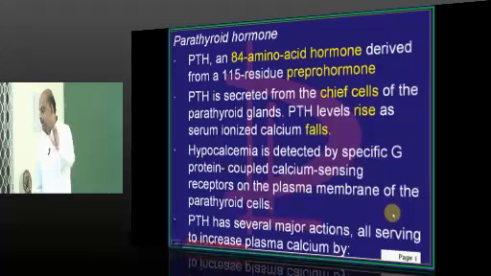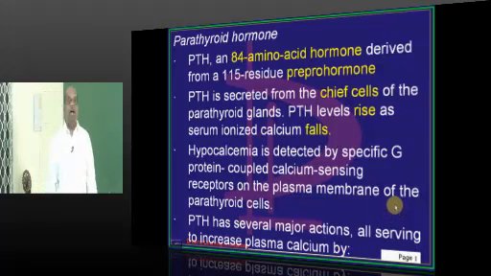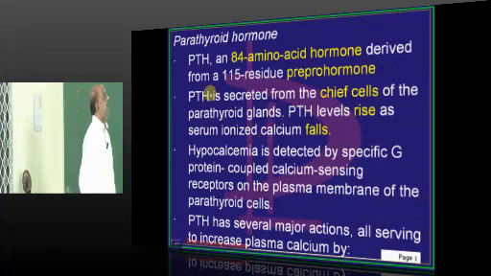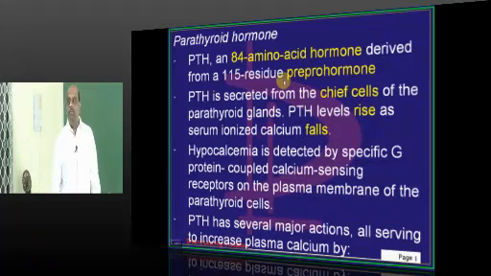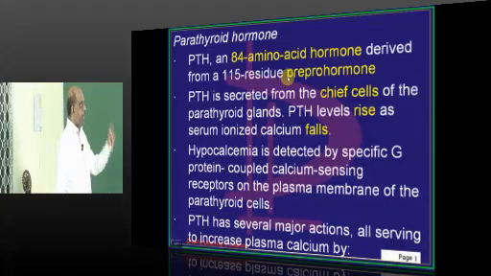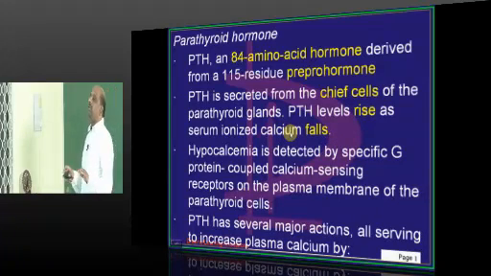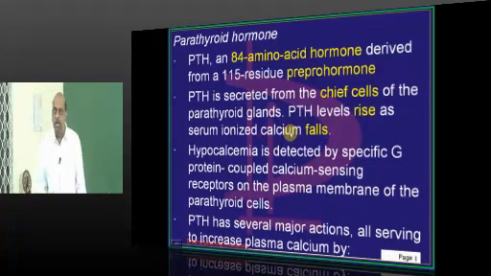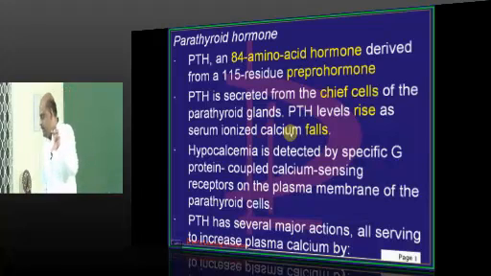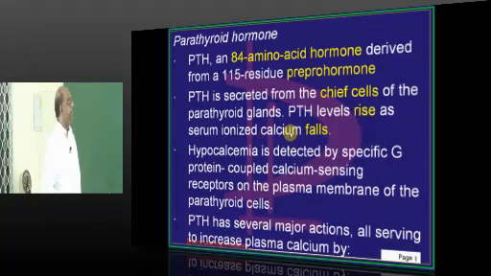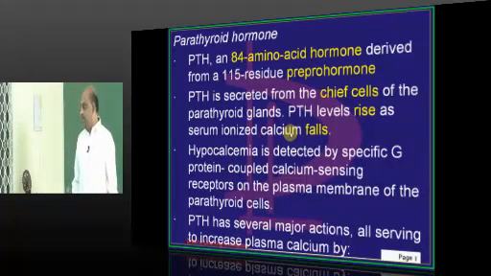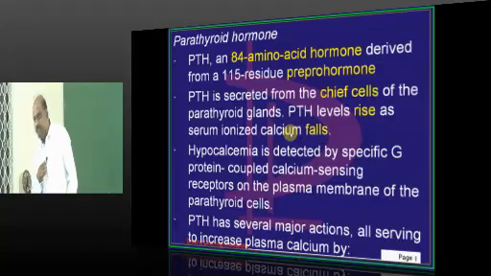Now, if you look at the parathyroid hormone, it is an 84 amino acid hormone. It is a pre-pro hormone which is produced by the chief cells of the parathyroid glands, and whenever the ionized calcium levels in the serum fall down, that is a stimulation for the parathormone levels to increase.